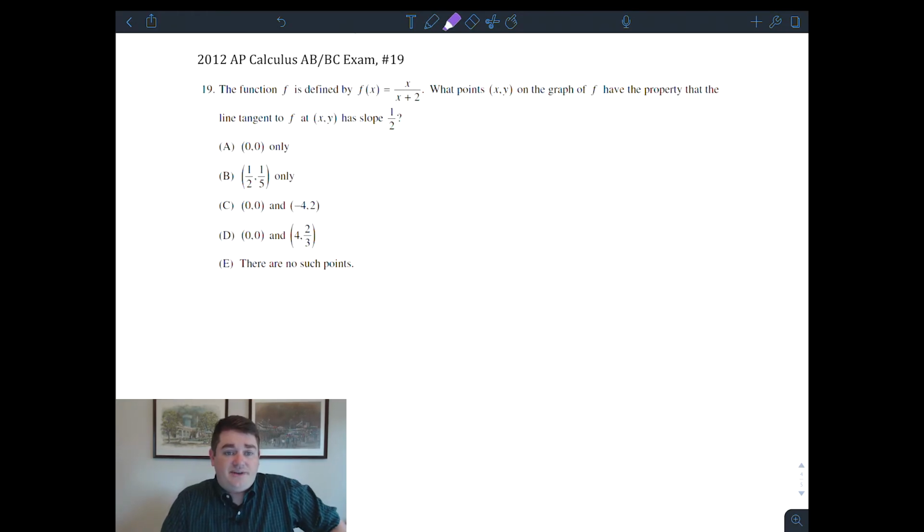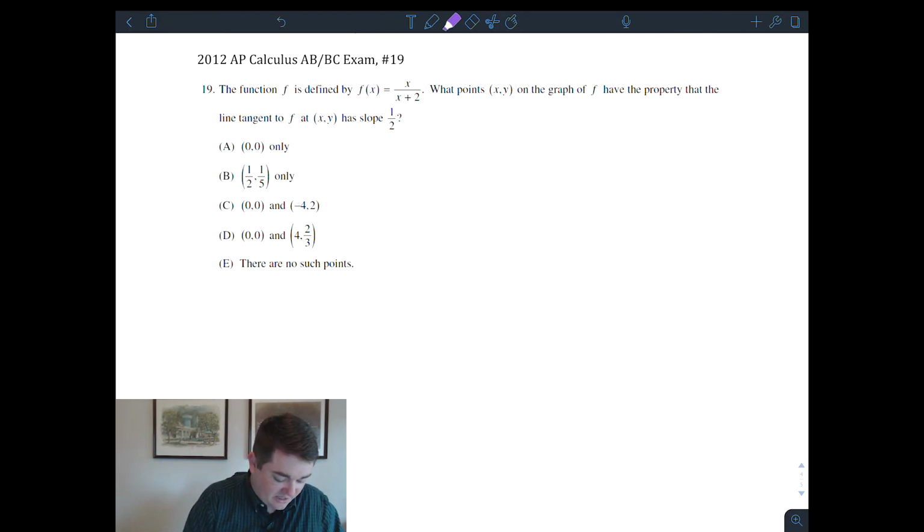Last one, 2012 ABBC number 19. The function f is defined by f of x equals x over x plus 2. What points x comma y on the graph of f have the property that the line tangent to f at the point x comma y has a slope of 1/2? So it may not be immediately clear what you're being asked for. You need to really pick out these important key phrases.